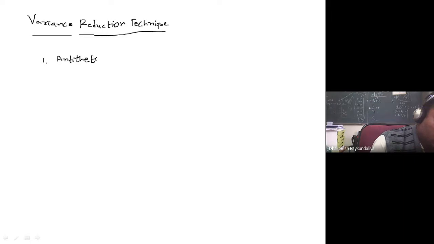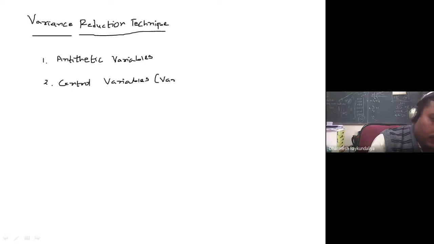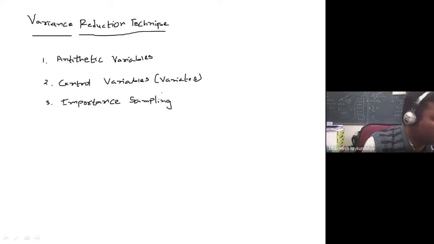first, antithetic variables; second, control variables, or you can say the control variate technique; and third, importance sampling technique. The third one is the importance sampling technique.